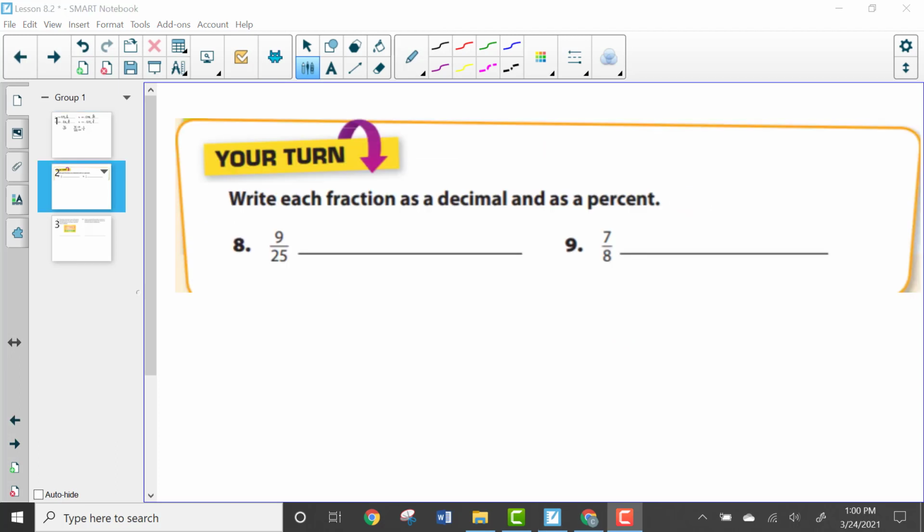So let's take a look at the problems on page 212. It's saying write each fraction as a decimal and as a percent. So now we start out with a fraction, and we have to write it as a decimal and a percent. One of the ways to write the fraction as a decimal is you take the numerator and divide it by the denominator, and that can give you the decimal. So 9 divided by 25 is 36 hundredths.